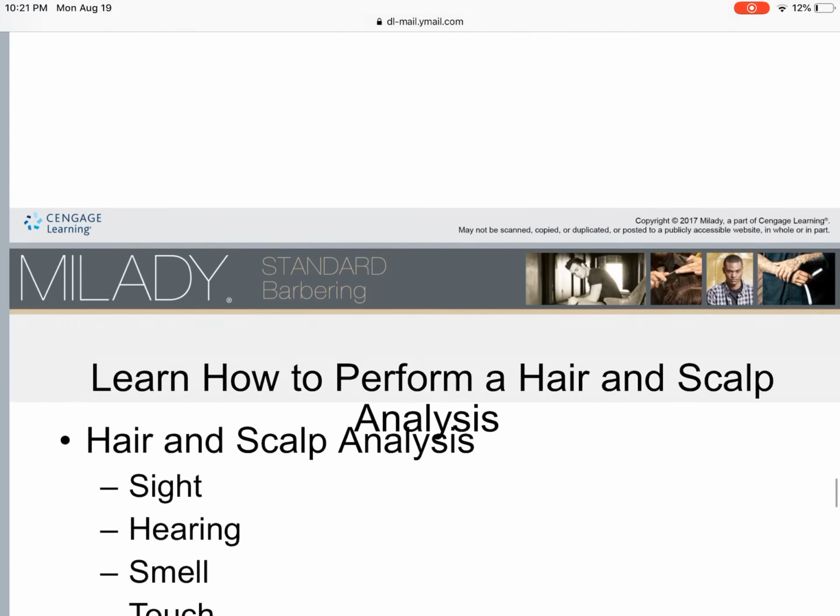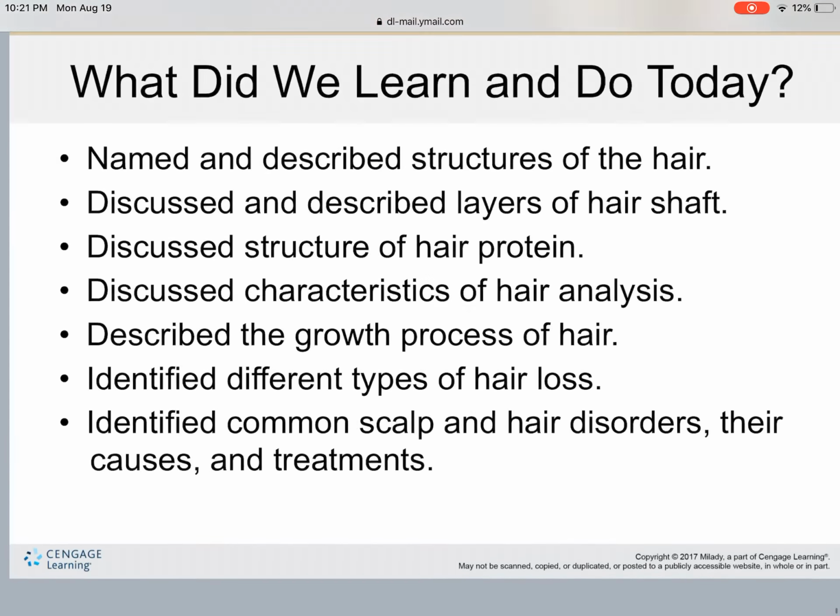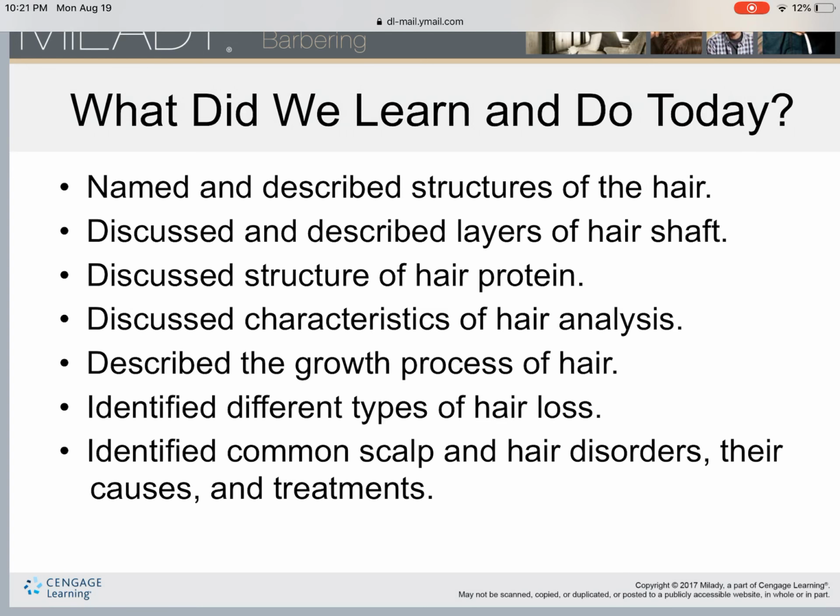Okay. All right. I think we're done. Now, these are a few of the things we did towards the last one. We discussed the characteristics of the hair analysis. We identified different types of hair loss. We identified common scalp and hair disorders, their causes, and their treatments. So you want to be very familiar with these disorders because that's going to set you apart from the average barber.